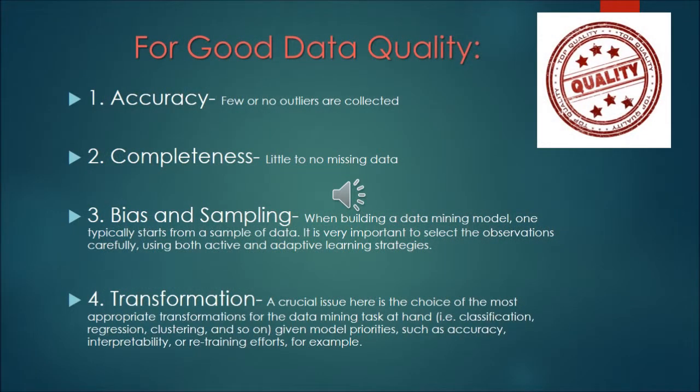So with those tasks or groupings in mind, we must look back at our sample data and make sure that it's of good quality. And by that I mean it's accurate, that we won't have many outliers, that it's complete and robust, and that the sampling is biased towards our question at hand, and that the transformation is correct for that task. By that I mean the fields that we've chosen are correct for classification, regression, clustering, and so on.